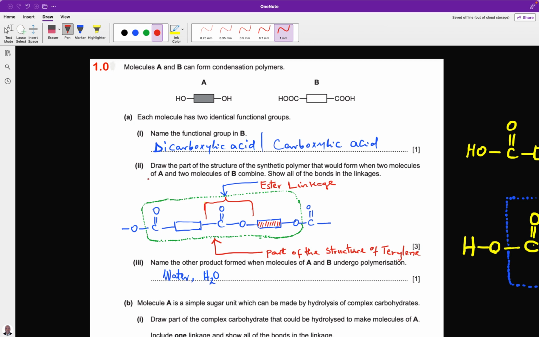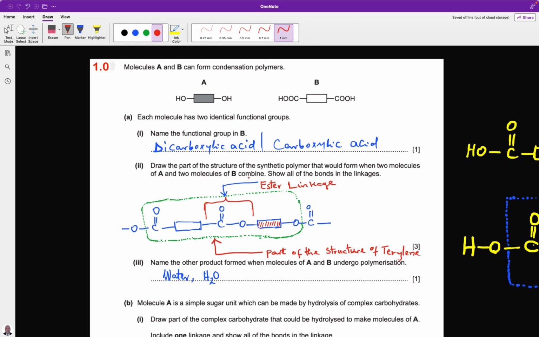Question number 2. Draw the part of the structure of the synthetic polymer that would form when two molecules of A, that is a diol, and two molecules of B, that is a dicarboxylic acid, combine together. As I discussed in my introduction, when these two meet, a polyester is being formed. So they are asking us to draw the part of the structure of the synthetic polymer. Let me just call it a repeat unit.